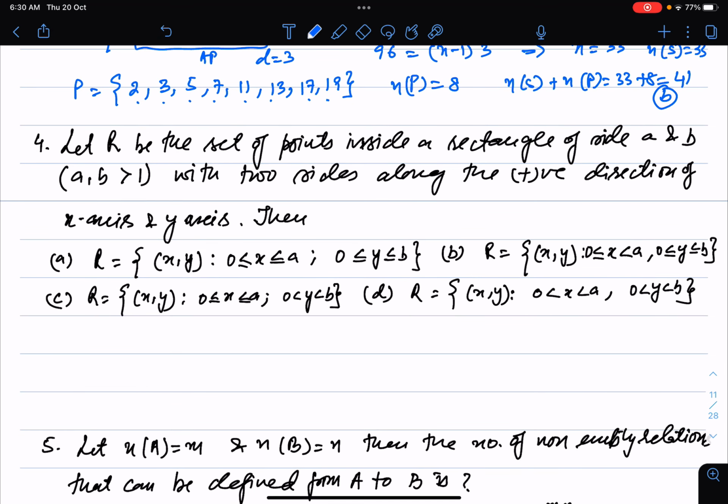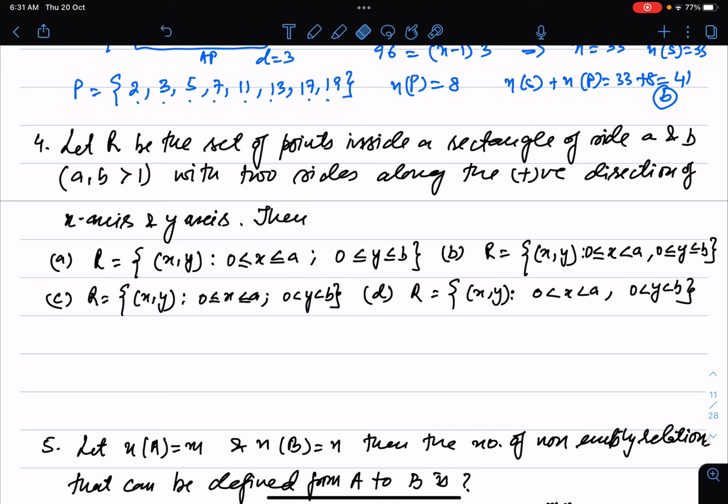Now coming to the question number 4. Let R be the set of points inside a rectangle of side A and B, where A and B are greater than 1, with two sides along the positive direction of x-axis and y-axis. Then R is equal to (x, y), x is greater than equal to 0, less than equal to A, y is greater than equal to 0, less than equal to B. These are the options, right? So let us try to understand the question. What he is saying. Let R be the set of points inside a rectangle of side A and B with two sides along the positive direction of x-axis and y-axis. So what does it say?